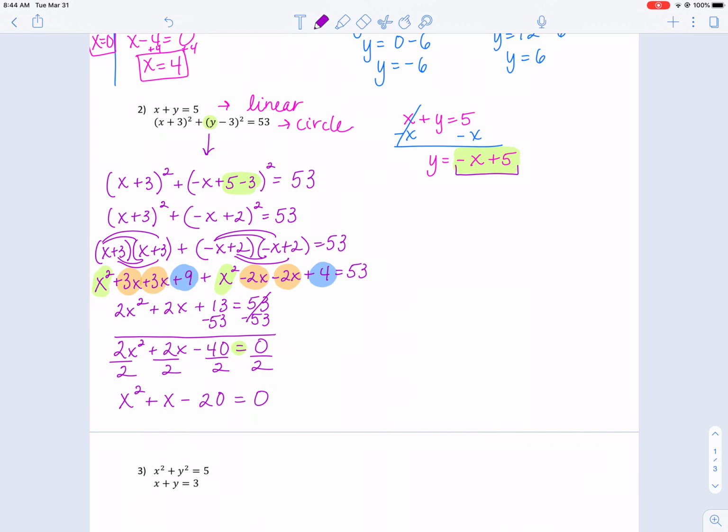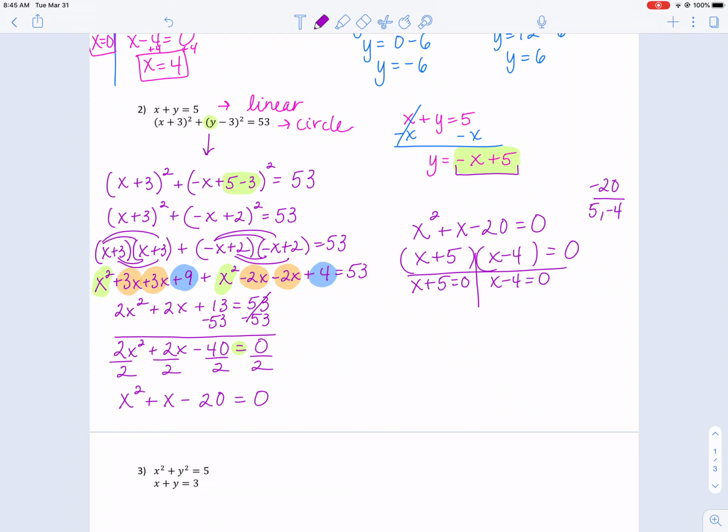Okay, so I'm going to bring that up here. X squared plus x minus 20 is a basic trinomial. What two numbers multiply to negative 20 and add to 1? Well, that's easy. Your two numbers have to be consecutive. 5 and negative 4. So plus 5, minus 4. So when I set up my t, x plus 5 and x minus 4 equals 0, x equals negative 5, and x equals positive 4.